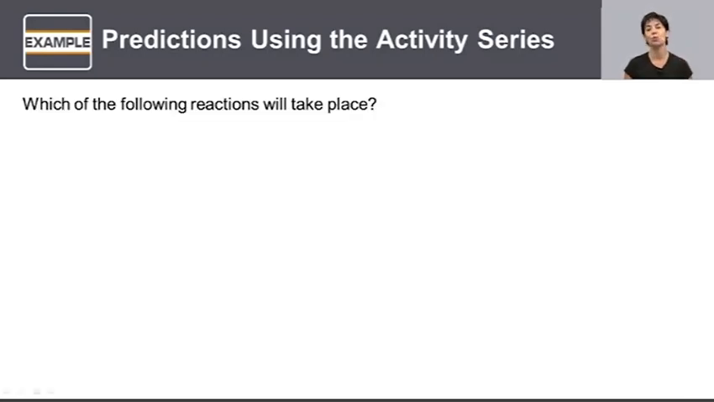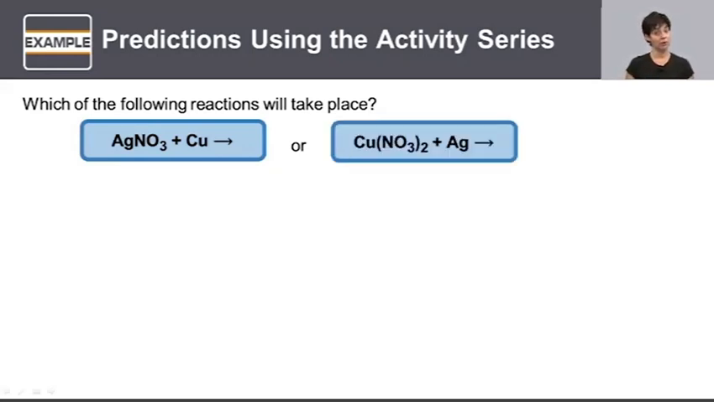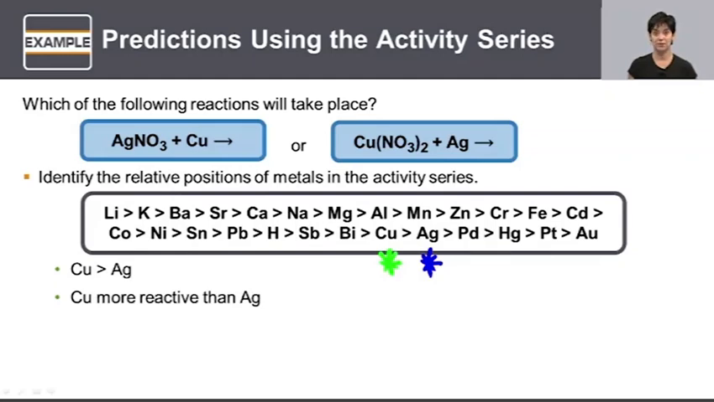Let's go back to those what-if equations we had. Which of the following reactions will take place? Will it be the silver nitrate and the copper coil, or will it be the copper nitrate and the silver coil? Here's our metals activity series. First, what we need to do is find our elements on it. And here we have the copper and the less reactive silver. So we see that copper is more reactive than silver.